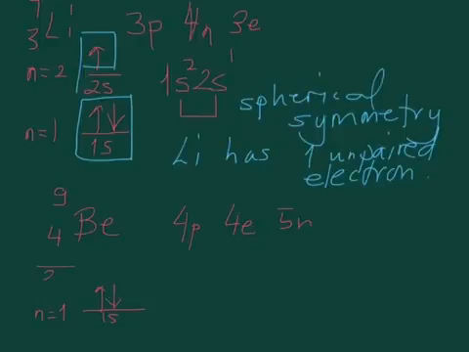The orbital diagram: n equals 1, 1s, 2; n equals 2, 2s, 2. 4 electrons are filled in. So the electron configuration is 1s2, 2s2. When we look at beryllium, we can say that it has spherical symmetry because the s sublevels are filled. It has no unpaired electrons.